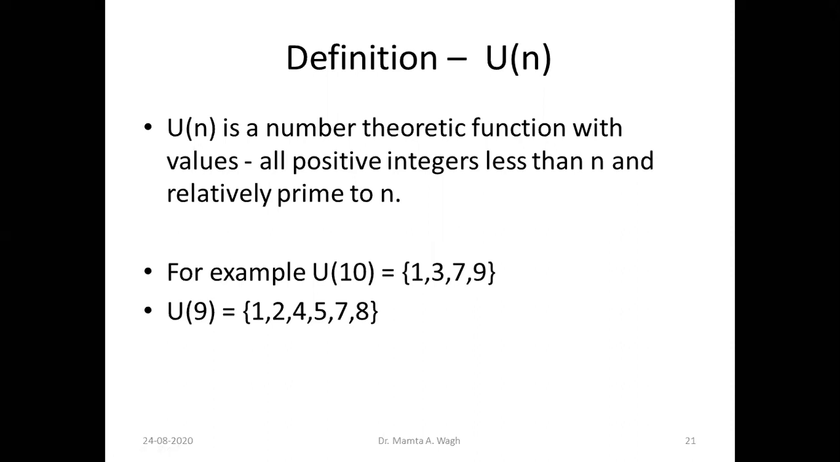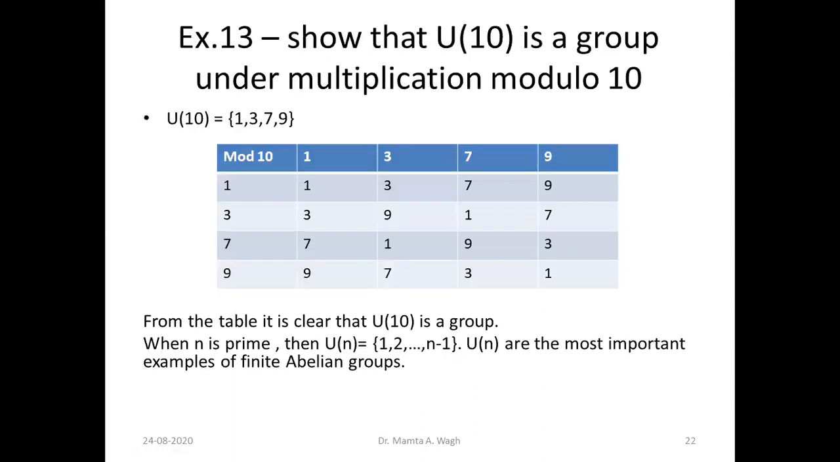So if I am taking n as 10, then the values in this set U10 will be 1, 3, 7, 9, because these four numbers are less than 10 and they are relatively prime to 10. And if I'm taking n equal to 9, then U9 will be 1, 2, 4, 5, 7, 8. So in this example, we are going to show that U10 is a group under multiplication modulo 10.